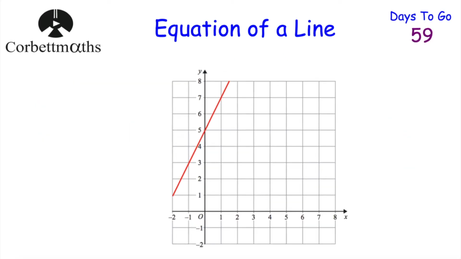Okay, let's have a look at another one. So this is one for you to try now. Here's a line. Can you write down the equation of that straight line? So the equation of this line would be in the form y equals mx plus c. Let's find the gradient and then let's find the y-intercept.